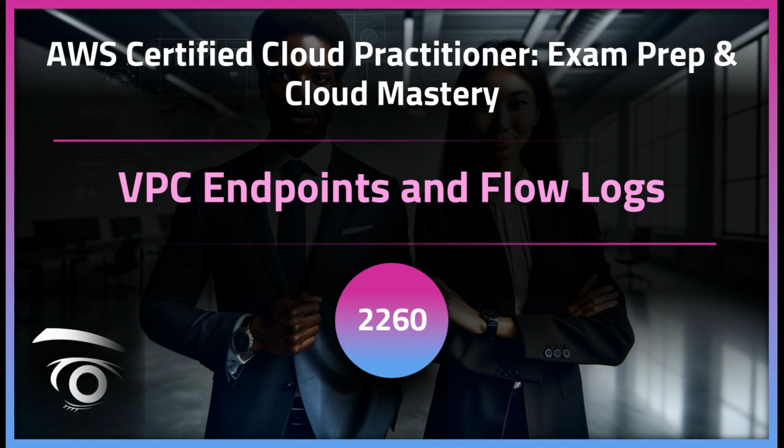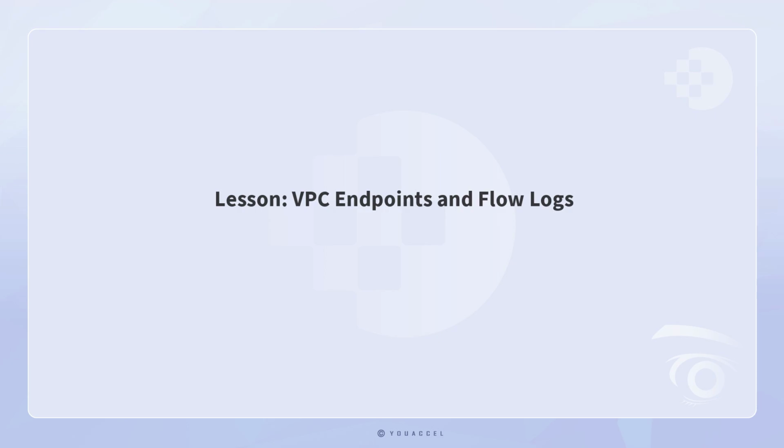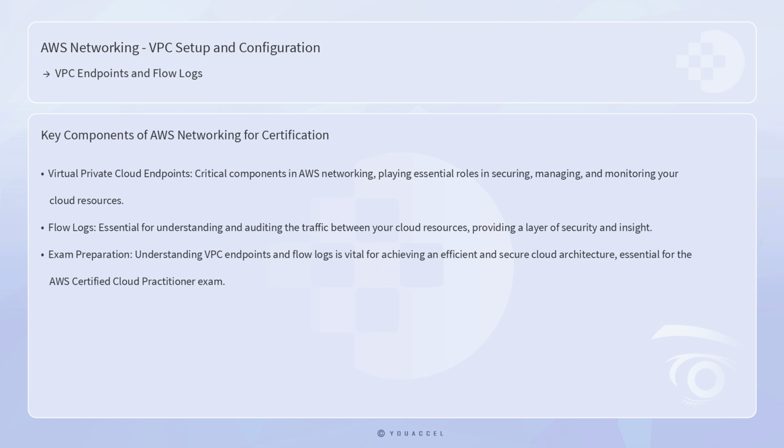Let's proceed with the lesson. Lesson: VPC Endpoints and Flow Logs. Virtual Private Cloud Endpoints and Flow Logs are critical components in AWS networking, playing essential roles in securing, managing, and monitoring your cloud resources. Understanding these elements is vital for achieving an efficient and secure cloud architecture, essential for anyone preparing for the AWS Certified Cloud Practitioner exam.